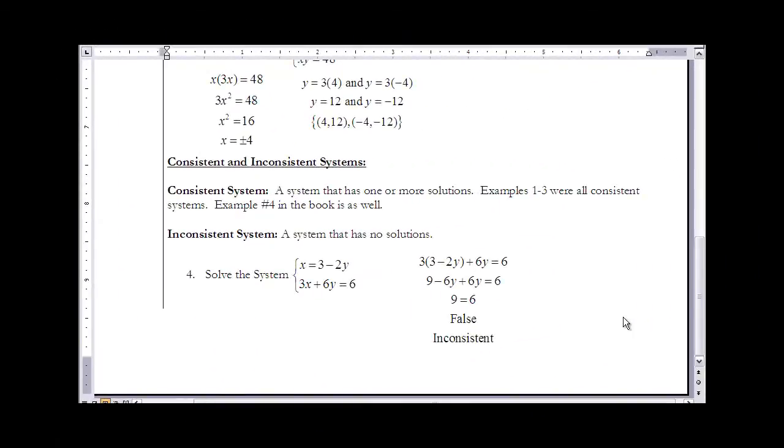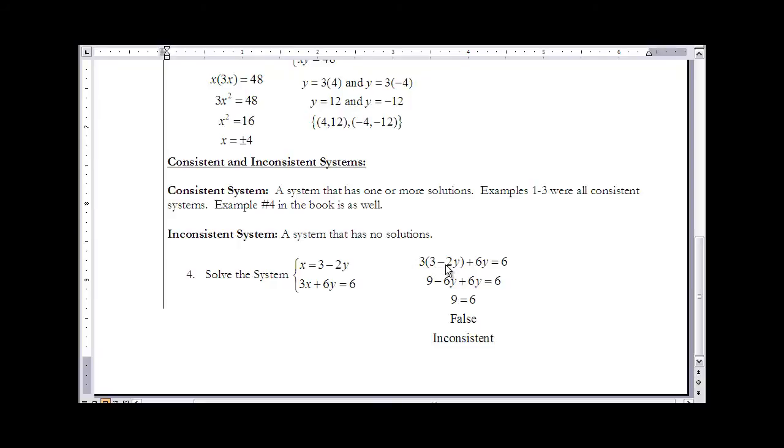Okay, let's look at example 4 here then. It says solve the system x equals 3 minus 2y and 3x plus 6y equals 6. So once again, it works out really nicely for substitution because I can substitute what x is equal to in for x in this bottom equation. So that's what I'm doing over here.